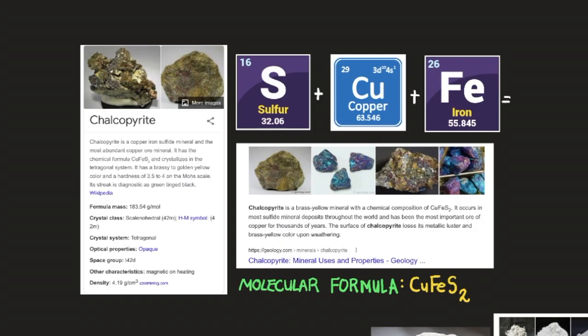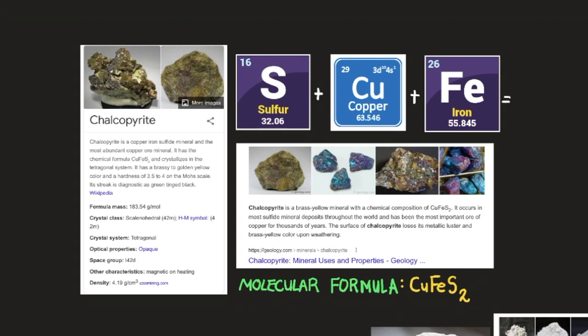Another mineral formed in the Earth's crust that contains sulfur is known as chalcopyrite. Chalcopyrite contains the elements copper and iron apart from the element sulfur. According to this article, chalcopyrite is a brass yellow mineral with a chemical composition of CuFeS2. It occurs in most sulfide mineral deposits throughout the world and has been the most important ore of copper for thousands of years.